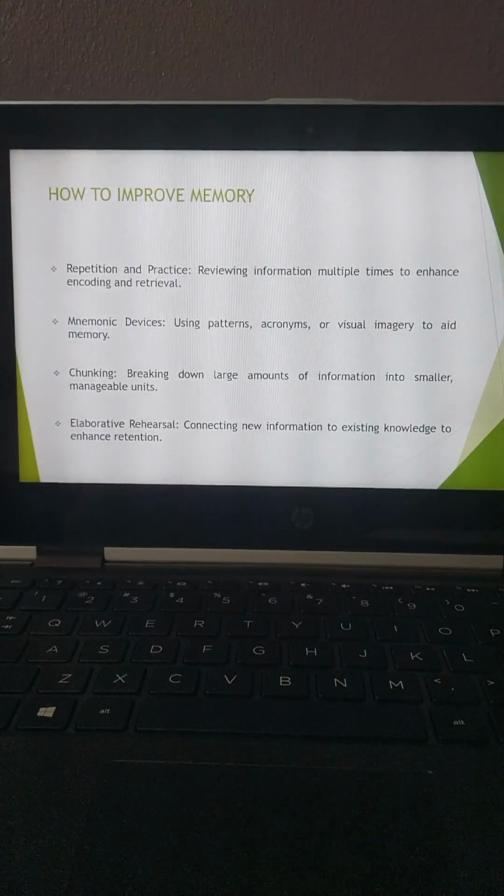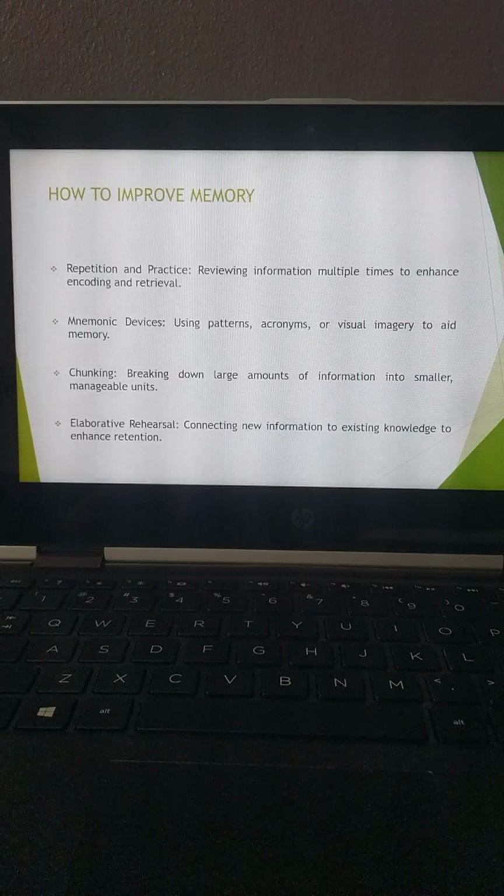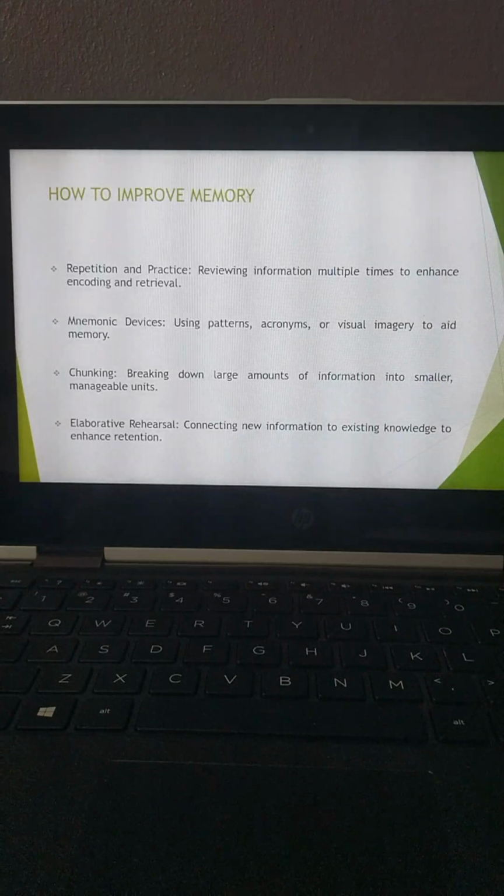We used the first letters of the 9 planets to make a mnemonic device to help us remember the 9 planets very easily.